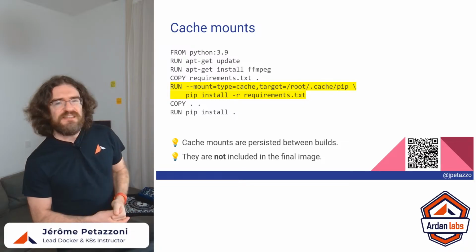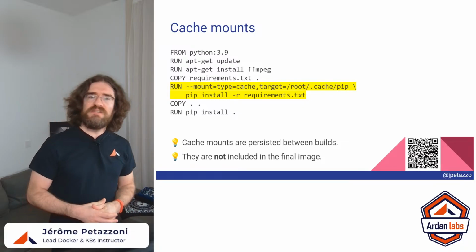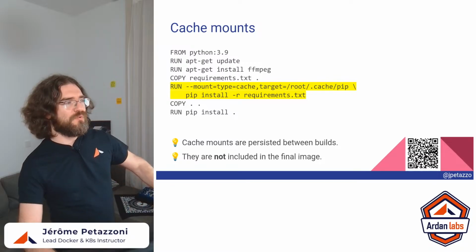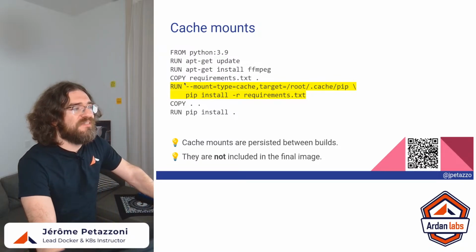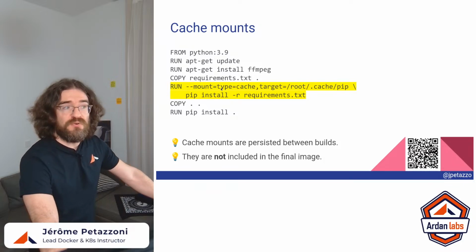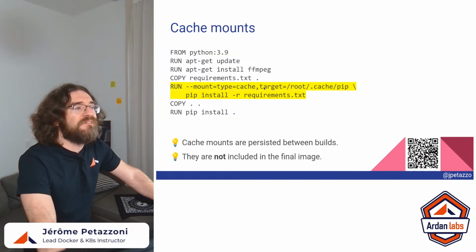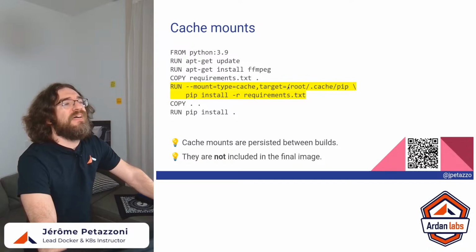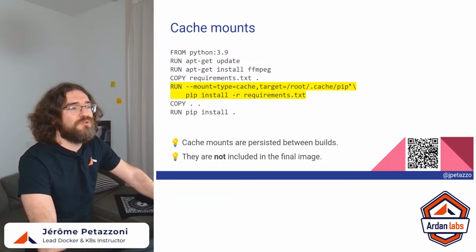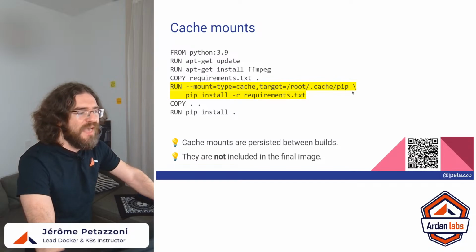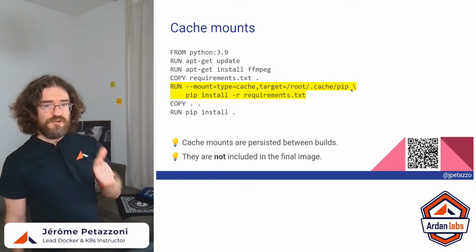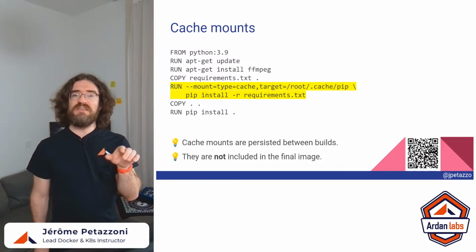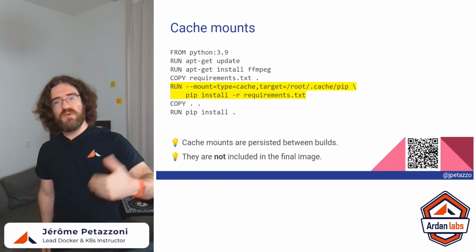So it starts looking a little bit less intuitive and a little bit more weird, compared to what we had before. So you do a run, and we have --mount type=cache, and then we put a target. So that basically means that directory is going to be a cache directory. So what does that mean, a cache directory? It means two things. First, that cache directory is going to persist between builds.